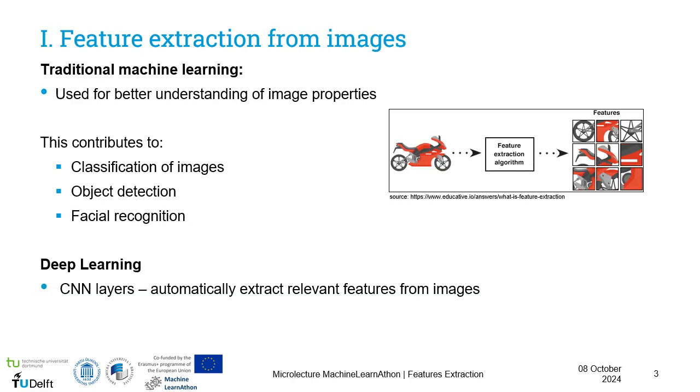So let's start with feature extraction from images. And here we will talk about two different methods. We will talk about traditional machine learning, where we extract specific image properties that can help us with better classification, object detection and facial recognition. But also we have deep learning, where convolutional neural networks automatically extract features from the data.